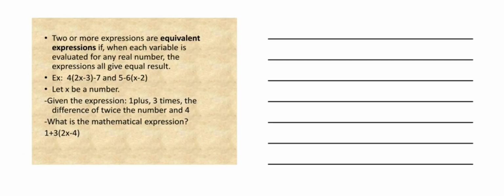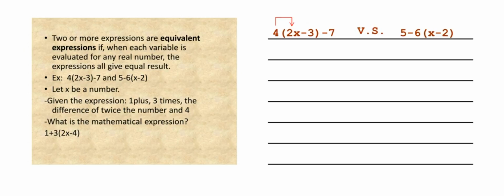Two or more expressions are equivalent expressions if, when each variable is evaluated for any real number, the expressions all give equal results. As an example, we have 4 times in parentheses 2x minus 3, close our parentheses, minus 7, and 5 minus 6 times in parentheses x minus 2, close our parentheses. So let's write them up. Let's see if these expressions are equivalent. Notice we call them expressions because they don't have any equal sign.